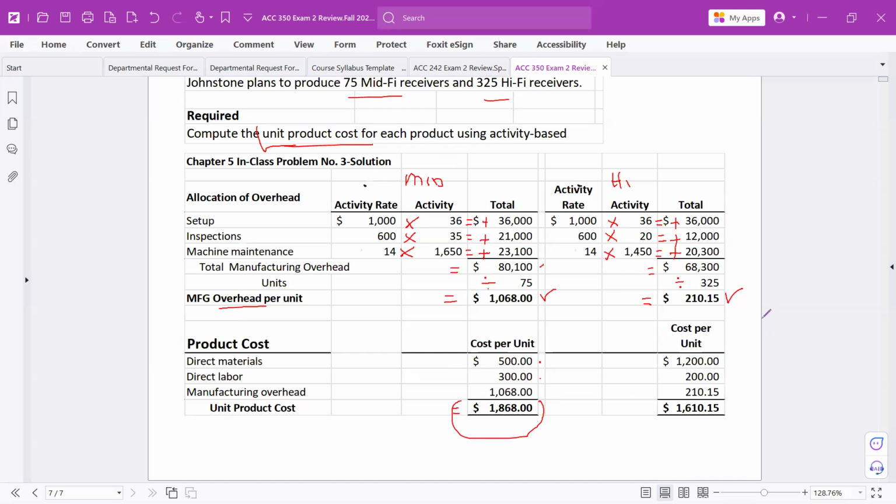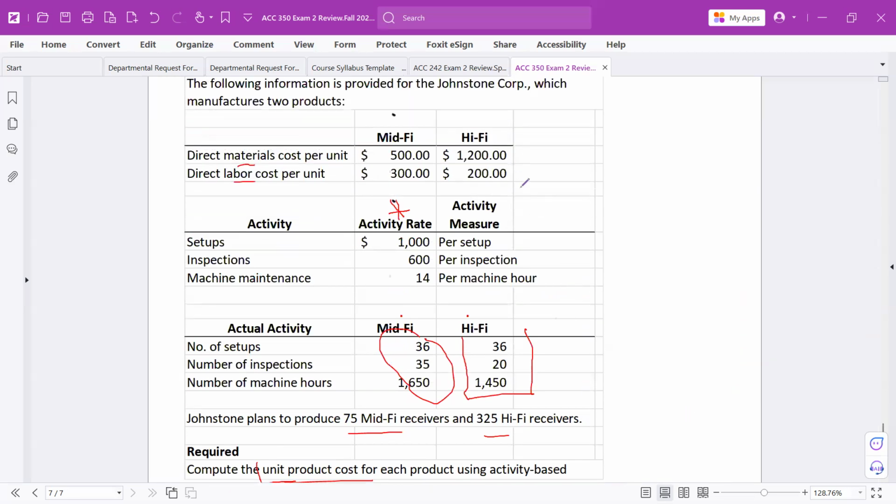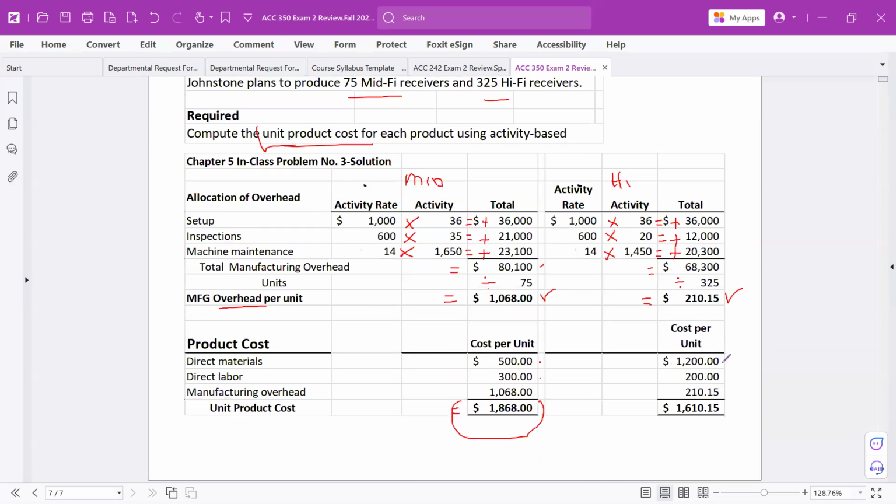And then we do the same thing for the high product, right? We need a product cost. That means we need the materials, the labor, and the overhead. Materials are 1200, labor is 200. These are the per unit costs. So the 1200 of materials, the 200 of labor, plus the 210.15 of overhead. Put it all together, and we've got a unit product cost of 1610.15.